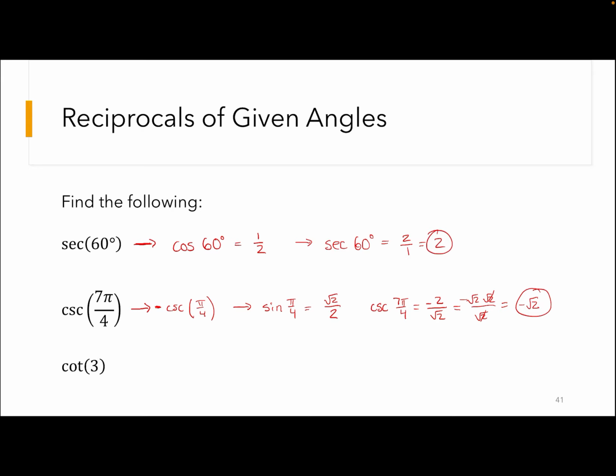And finally, we have cotangent 3. That is just going to equal 1 divided by the tangent of 3. Make sure your calculator is in radian mode. Let me see if my calculator is in radian mode. It is. And so 1 divided by the tangent of 3, I get -7.02. That is the cotangent.